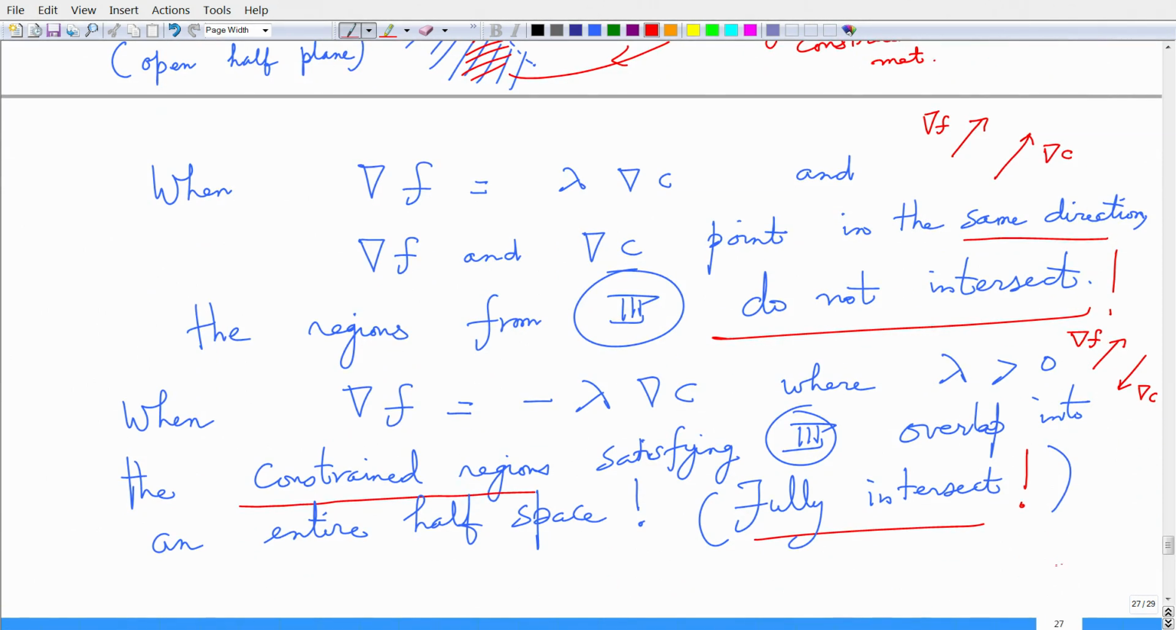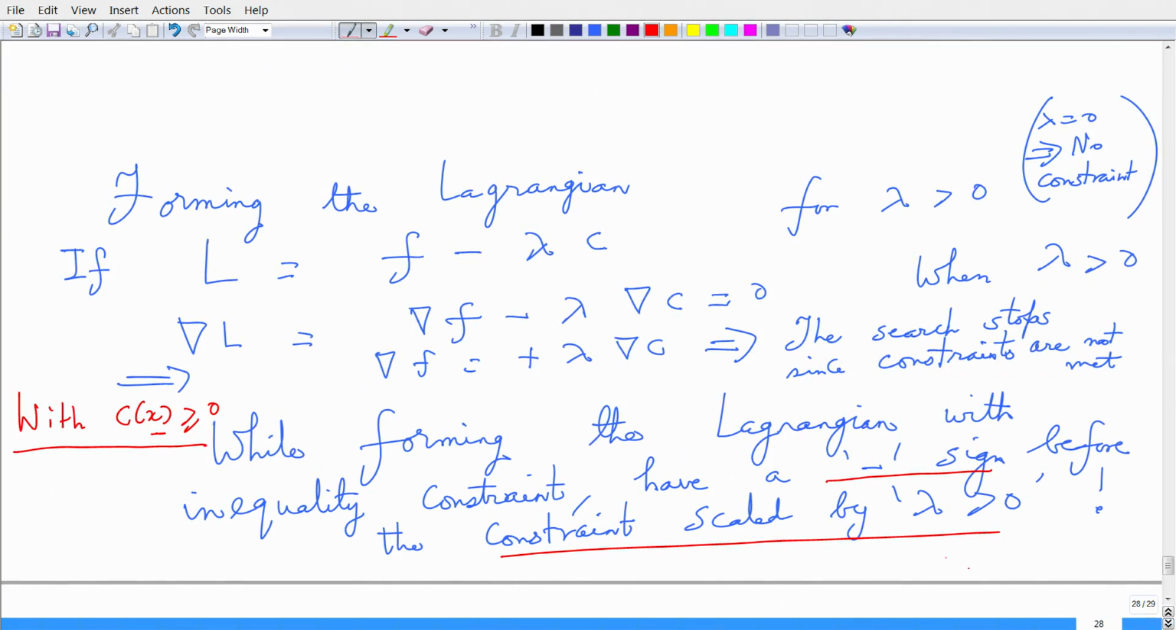Now, what is the consequence of this in terms of the Lagrangian? This is important for us. Now, let us formulate L to be f minus lambda c, with lambda greater than 0, because if lambda is equal to 0, then we have no constraint. Now, I take the gradient of L, it is del f minus lambda del c, which is equal to 0. That is how I need to compute for my saddle point.